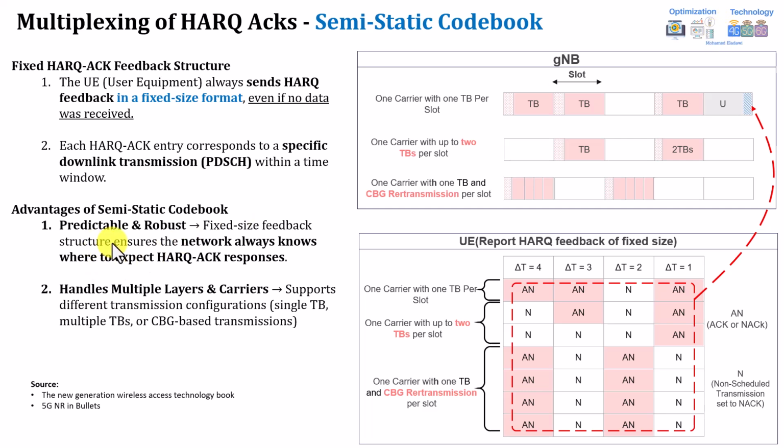So again, from the advantage point of view of the semi-static codebook, it's predictable and robust because it's having a fixed size feedback structure as shown here. And this ensures the network always knows where to expect the HARQ responses, okay? And it's having a fixed size even with no data received, but the main disadvantage, again, is that it's wasting resources for the PUCCH. Now let's move to the next one, which is a dynamic codebook.